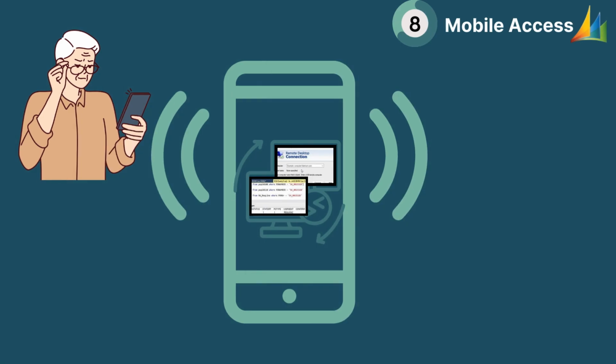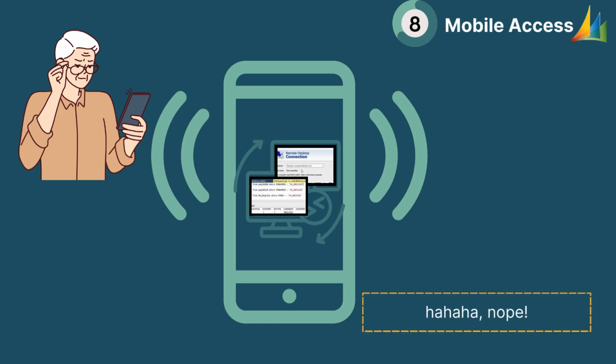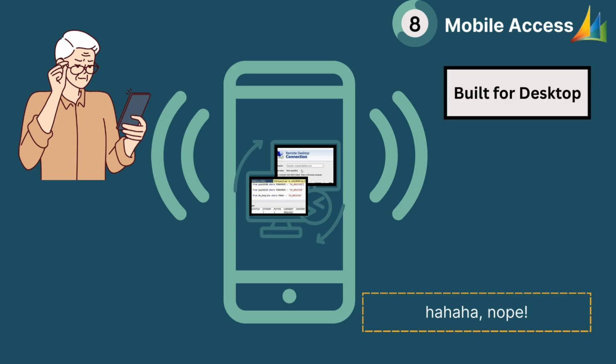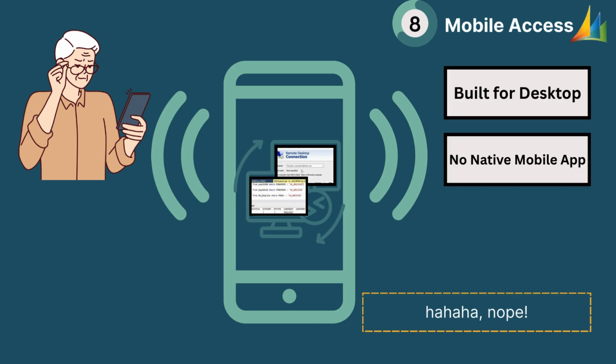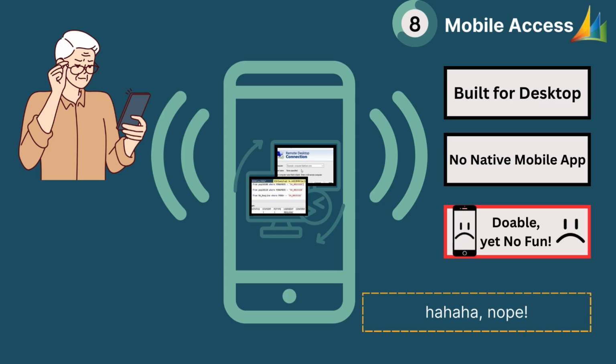Number 8, mobile access. Also, nope. We briefly touched on this in video 1.0, accessing the systems, but it needs a deeper look. So GP was built for desktops. It shows, there's no mobile app natively. It's a lot of workarounds. I have used it before. It is doable. It is not fun. It's very microscopic. Anybody who has done Citrix and GP on their phone will know what I'm talking about.